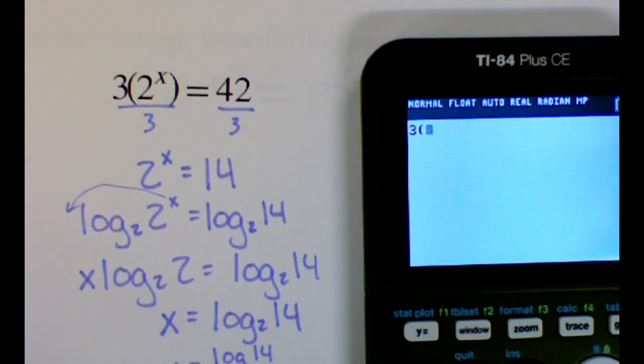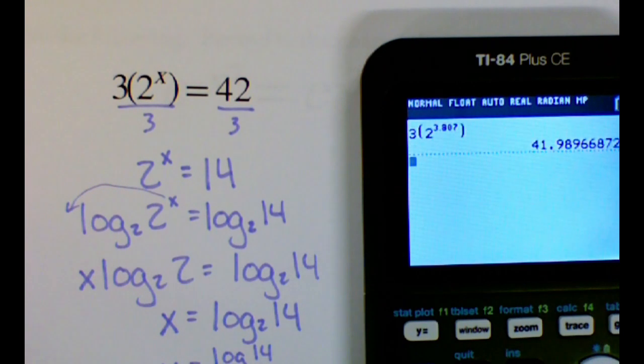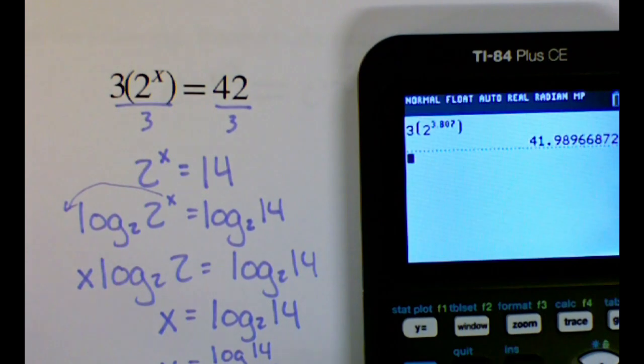To double check that, let's grab my calculator, go back to the original problem. 3 times 2 to the power of 3.807, close parentheses, 41.989, which is very darn close to 42. We rounded our answer, so it'll be just a tiny bit off when we check it.